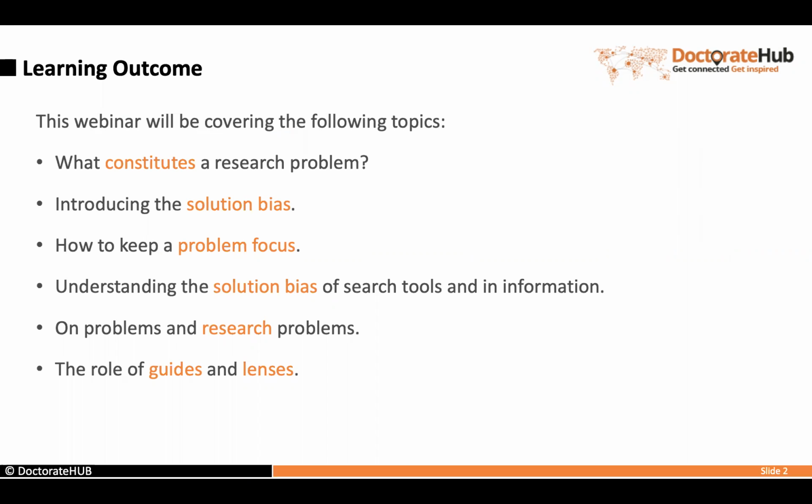We will look at how to keep a problem focus and understand that actually search tools and information also come frequently along with a solution bias, and that there are problems and problems. And finally, we will look at some guides and lenses that one might wear once reading.